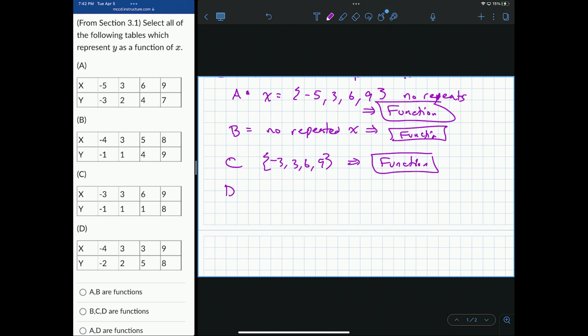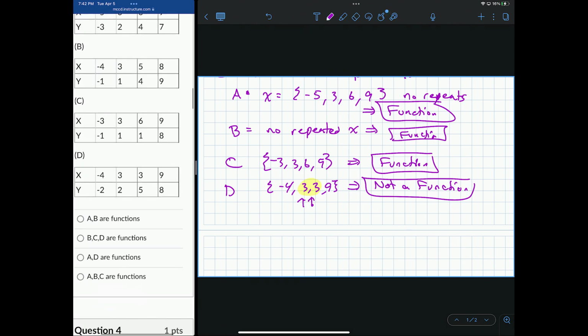And D, if you look at D, -4, 3, 3, 9, right? There's a repeat there. So there's a repeated x value. 3 is used twice. So that's going to mean that it is not a function. The x values cannot be repeated. So A, B, and C are functions. D is not.